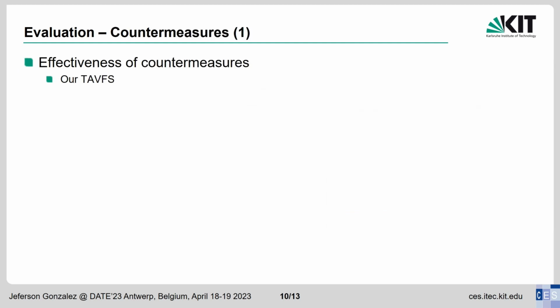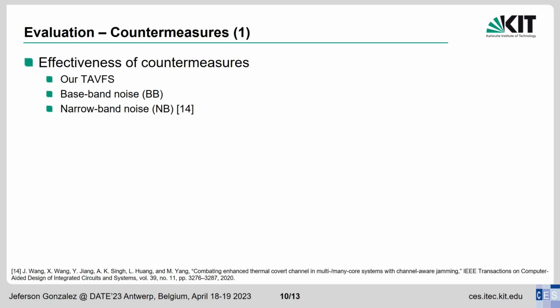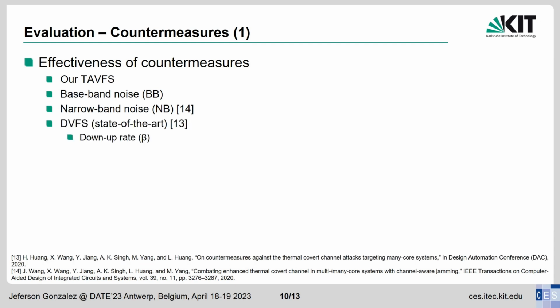To evaluate our new countermeasure, we extend state-of-the-art CPU-based countermeasures to the GPU domain. To measure the effectiveness of the countermeasures when mitigating the attack, we select the following approaches to compare against our new thermal-aware DVFS policy. The baseband noise approach consists of a constant parallel GPU processing. The narrow band noise is similar to the baseband, but it is toggled on and off periodically at the frequency of the channel. For the DVFS-based countermeasures, we took the down-up rate or beta-based approach from the state-of-the-art, using high, intermediate, and low beta values.